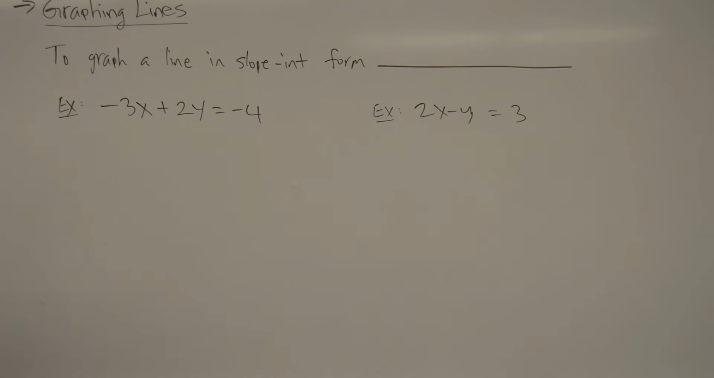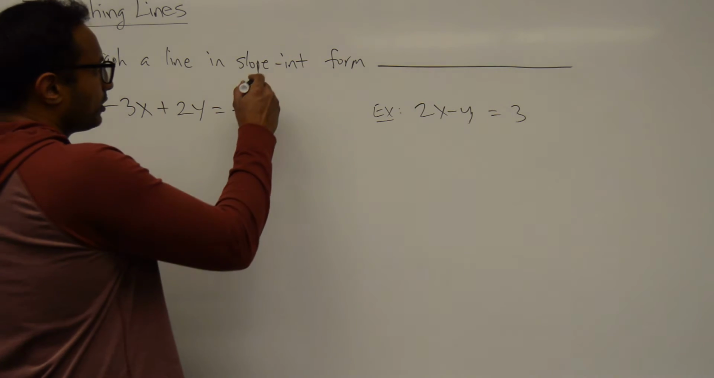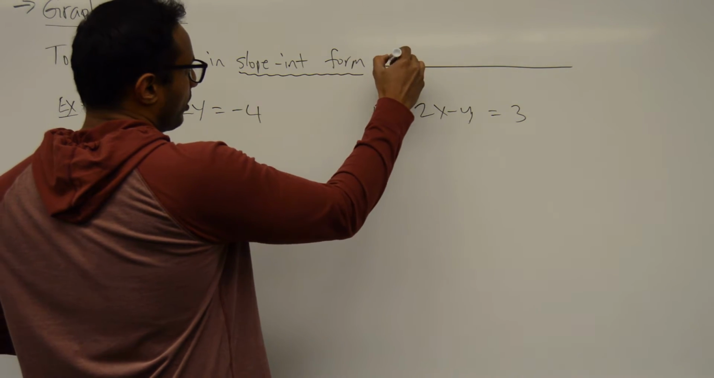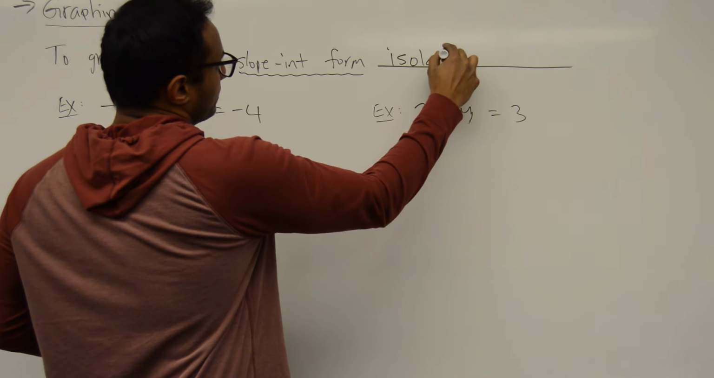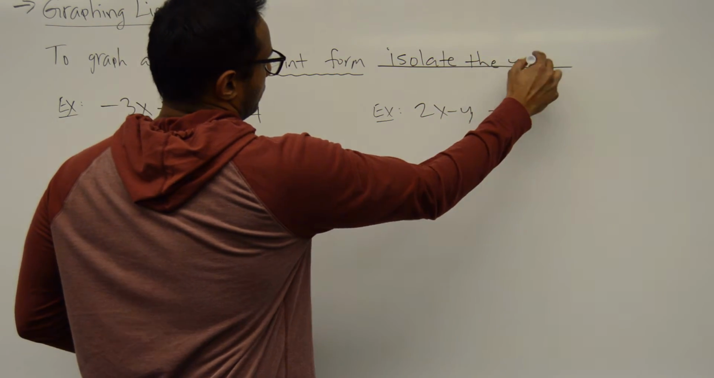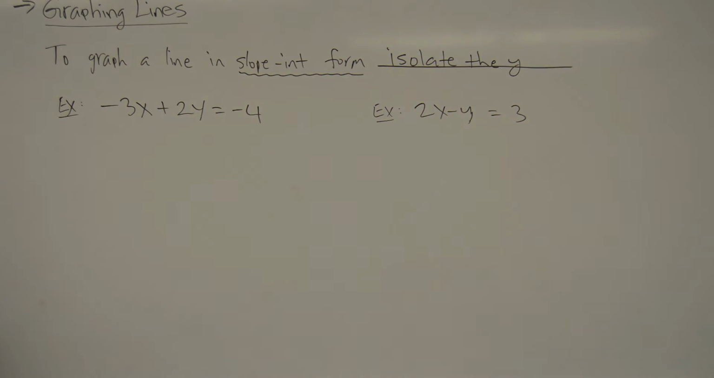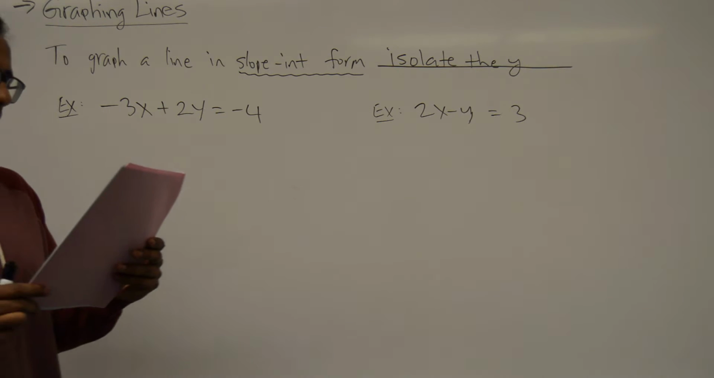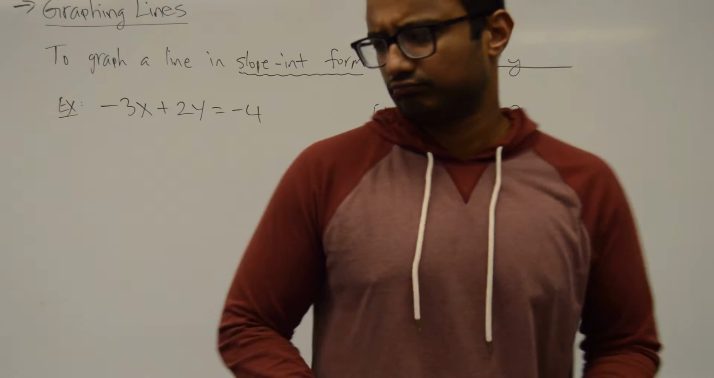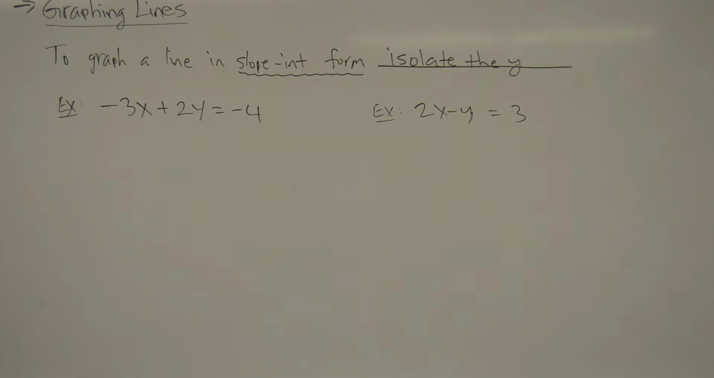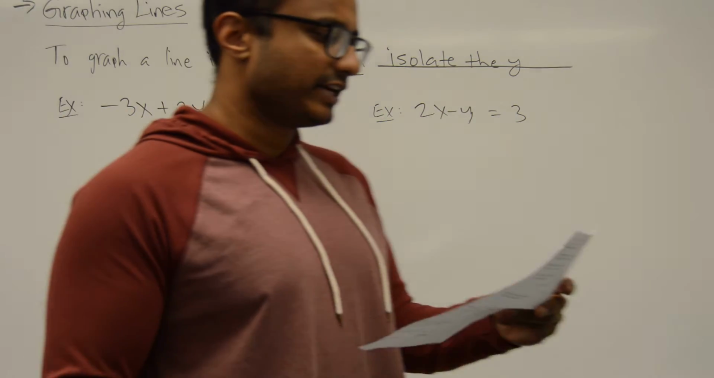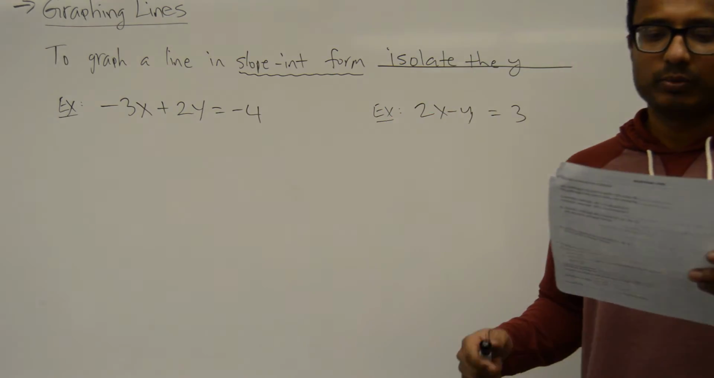Okay, so our next topic is going to be graphing lines. To graph a line in slope-intercept form, well, to write an equation in slope-intercept form, we have to isolate the y. In other words, we have to solve for y. So in your media notes, here's what we have. We have 3 steps. First step, to graph an equation using slope-intercept form, we have to solve for y.